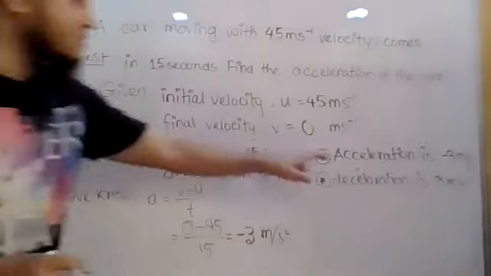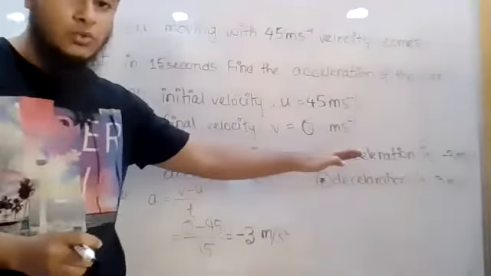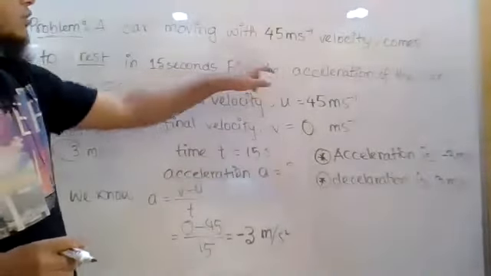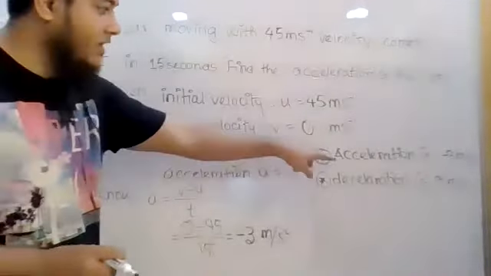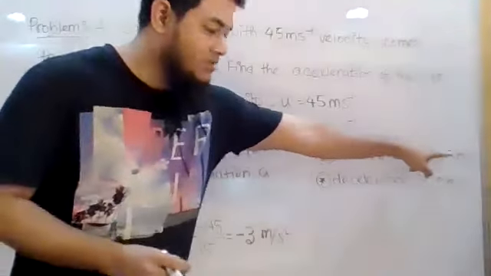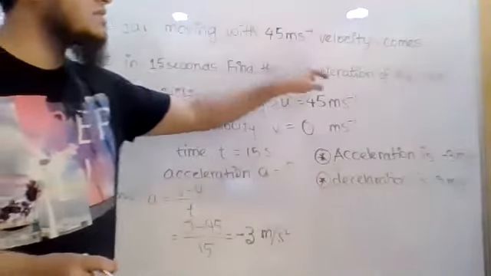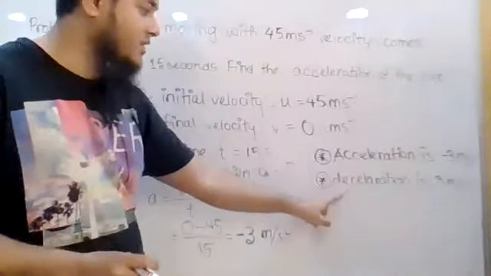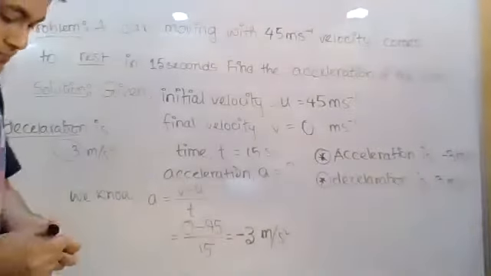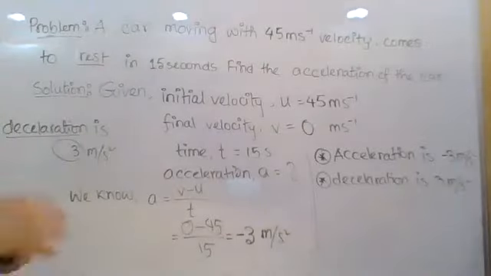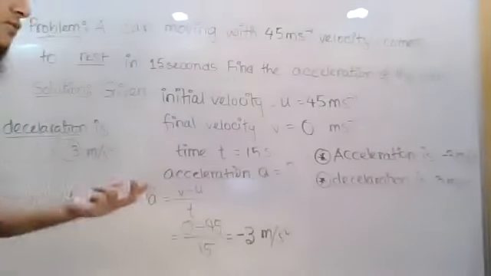And if you are writing acceleration, then you have to write minus 3. Now, when will you write which one? If the question says find the acceleration of the car, you have to write the first line: acceleration is minus 3 meter per second square. But if I had asked you to find the deceleration of the car, then you have to write the second line: deceleration is 3 meter per second square. Clear? The word deceleration might be replaced by retardation. Do not get confused, they both mean the same thing.